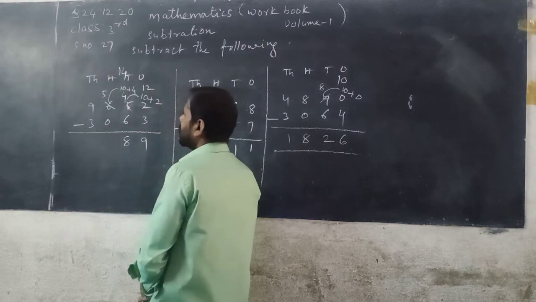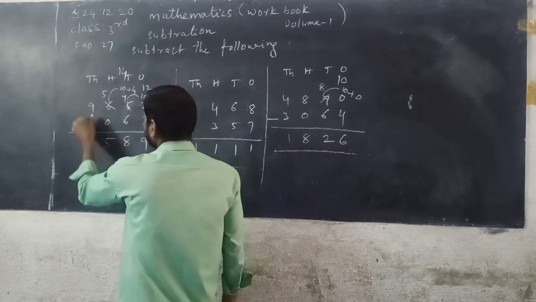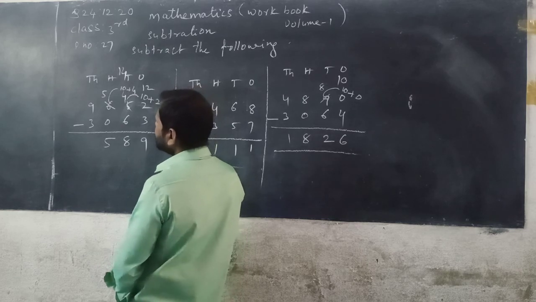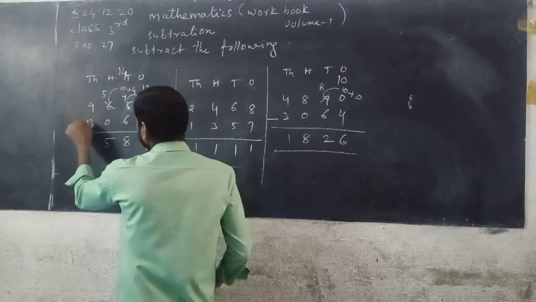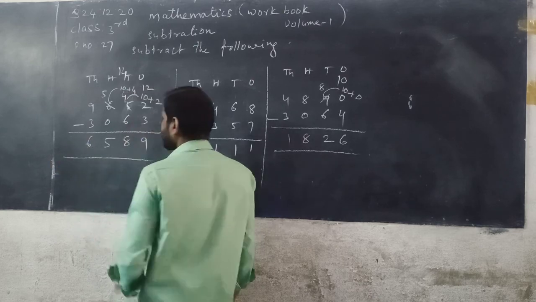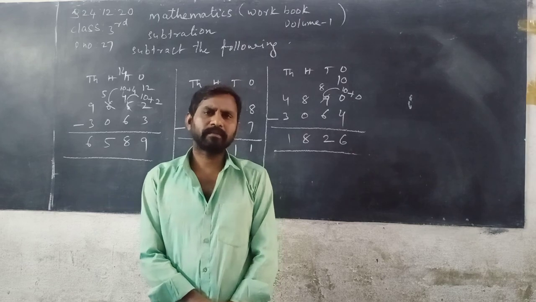Now next subtract the digits in the hundreds place. 5 minus 0, you get 5. Next we subtract the digits in the thousands place. 9 minus 3, you get 6. The difference equals 6,589. Okay, today our class is completed.